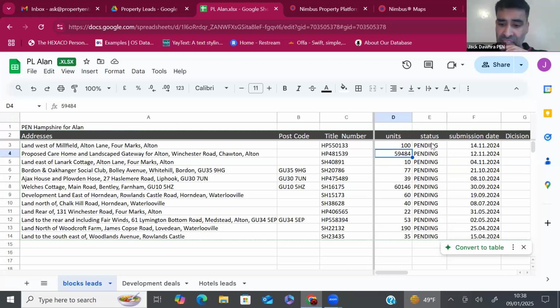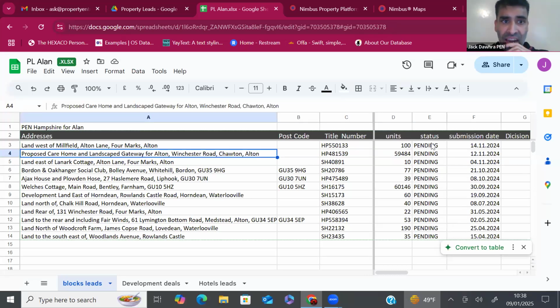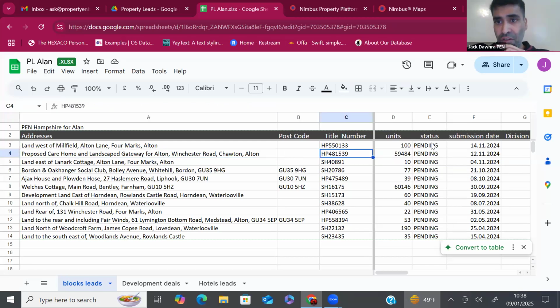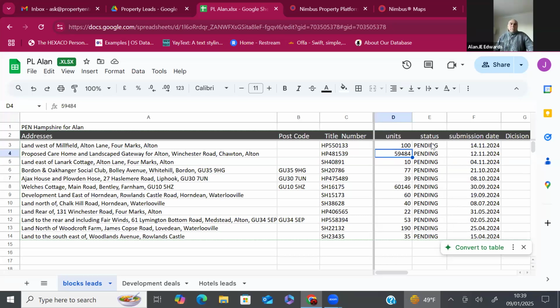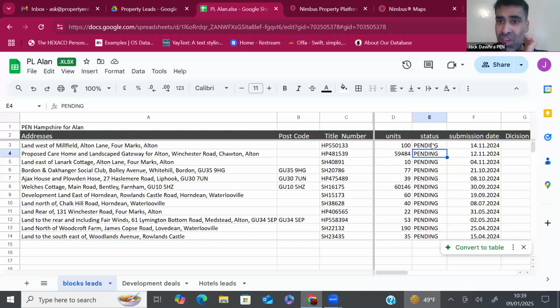It says proposed care home and landscape gateway for Alton. This is going to be a care home of 59,000 units. I am not in the space of care home, but I know loads of doctors who are in that space. This deal can be monetized really well. Remember, 59,000 units are not getting built anytime soon, but they still remain here because this can be a very good lead. This will be phased in, I don't know, 10 different phases, maybe even more.